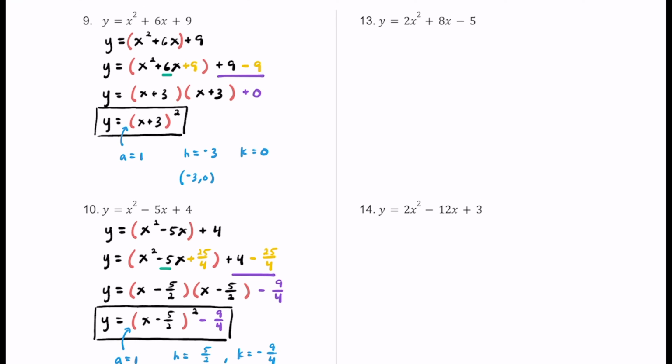These last few are a little bit different. I hope you realize that we have a values. If you take a look, these a values are different than 1, so these are going to be a little bit different. So please pay close attention in case these are types that give you some trouble.